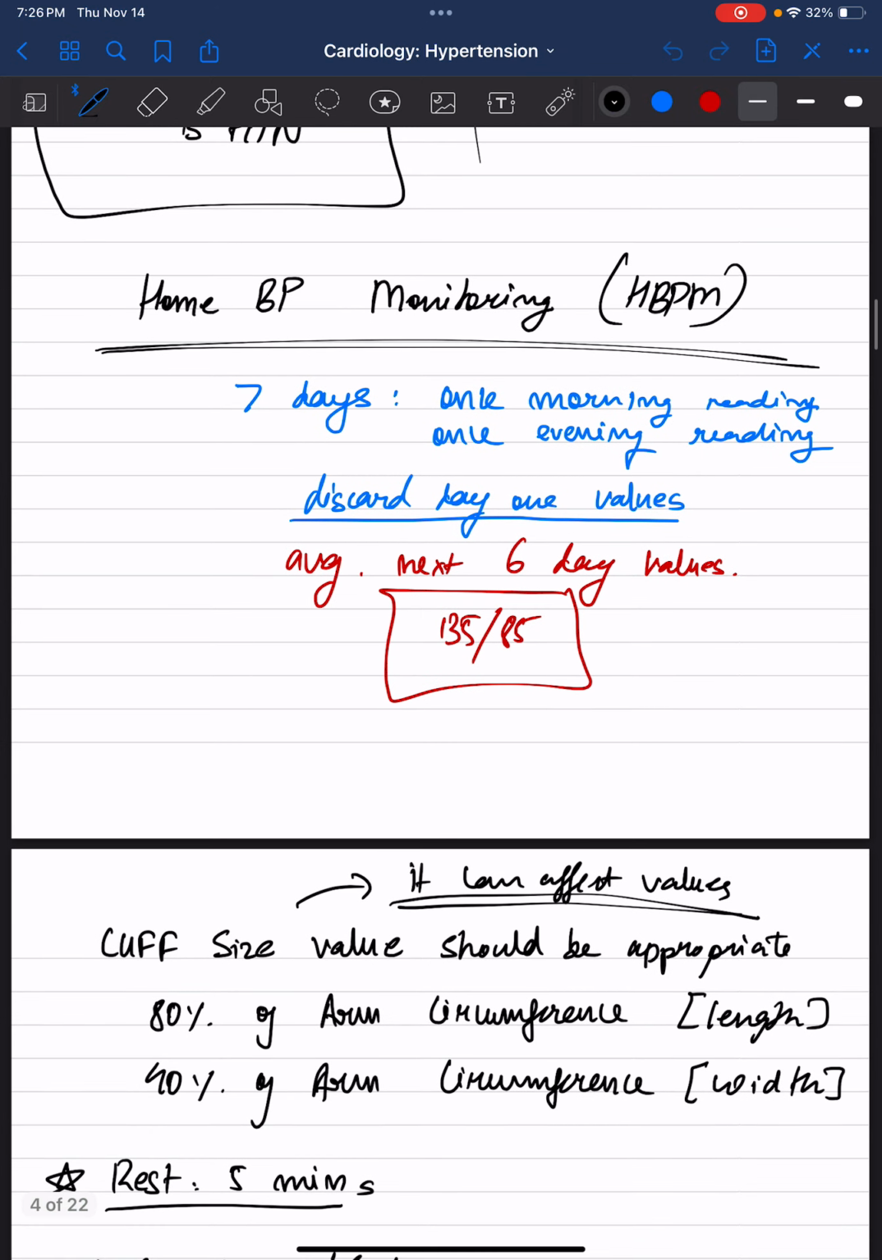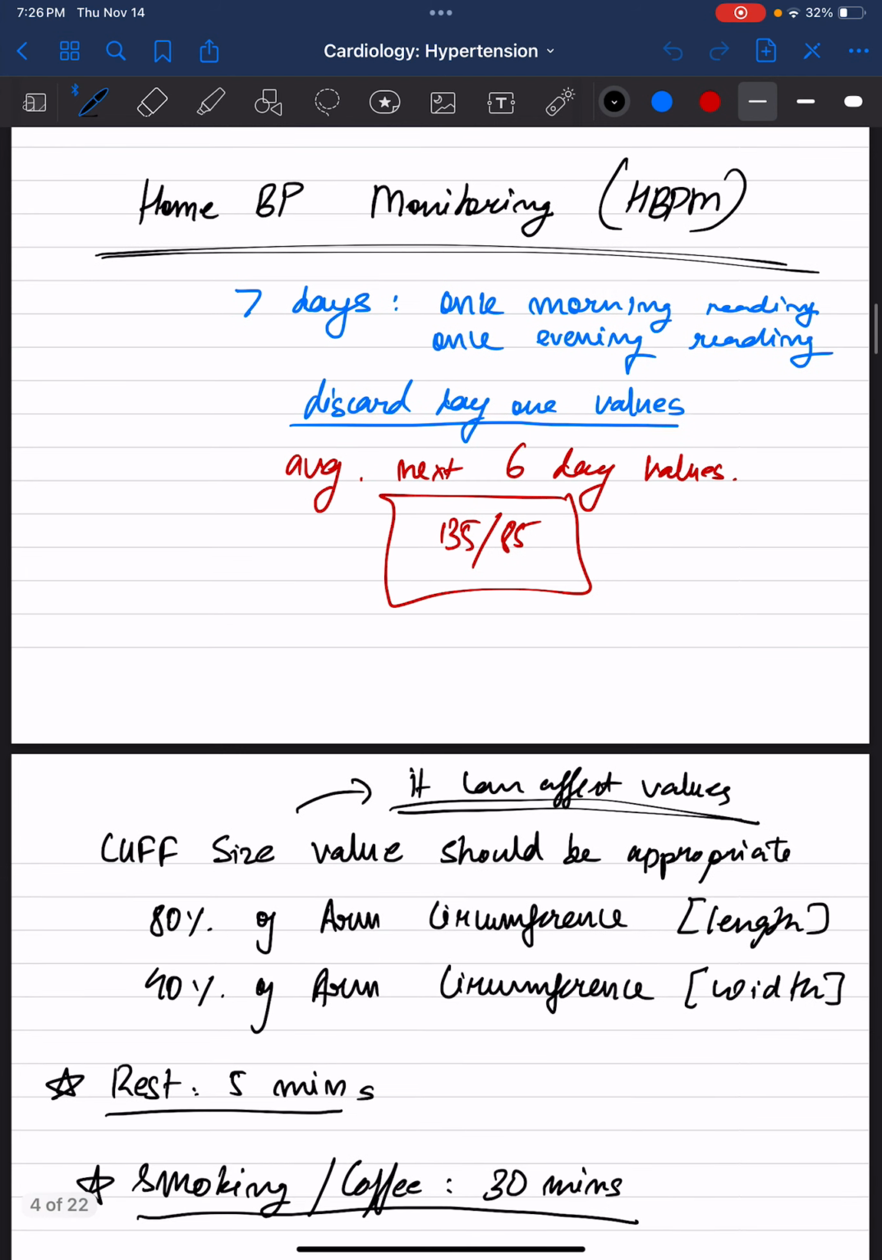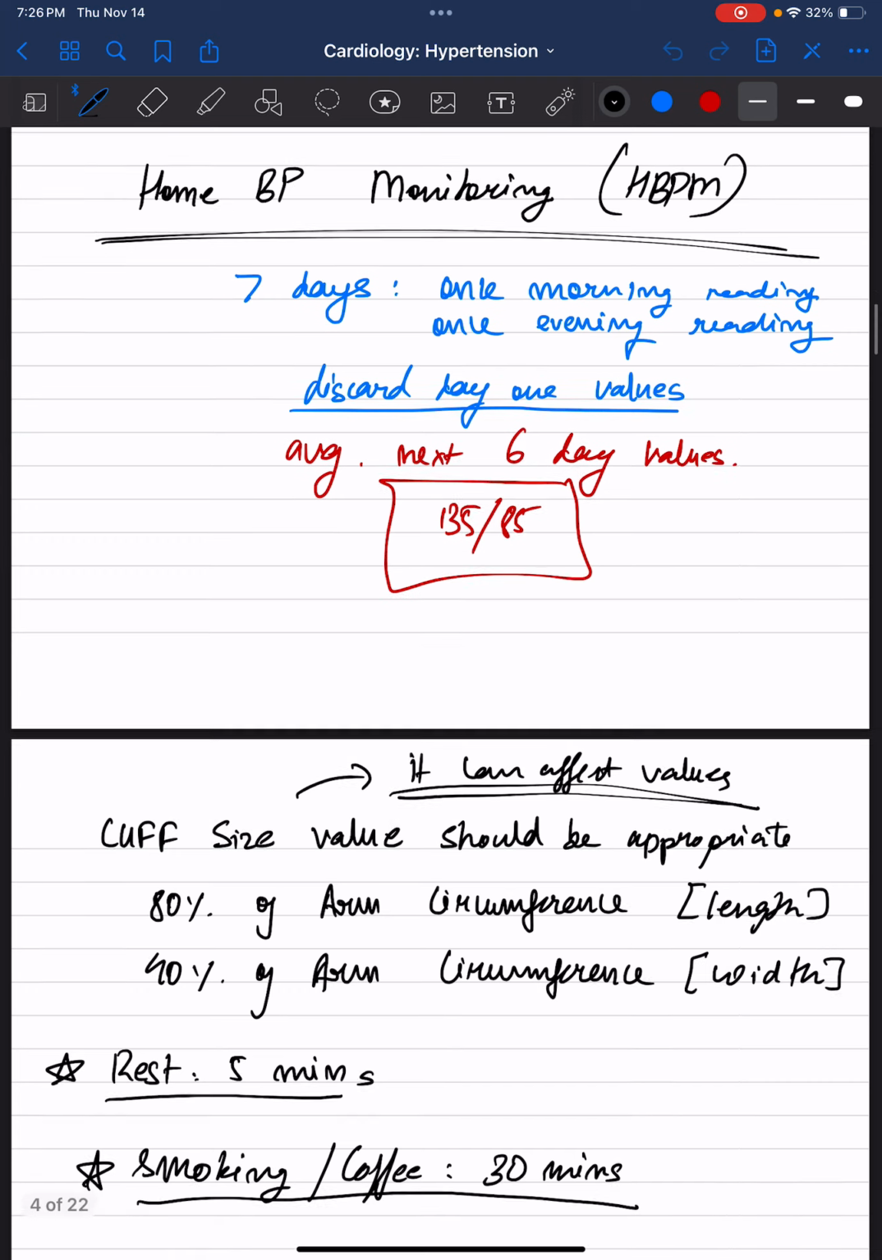In this we take readings for 7 days, twice a day, one in the morning and one in the evening. Out of the 7 days, we discard the day one values. The next 6 days' values are averaged, and if the BP values come more than 135 by 85, we consider the patient hypertensive.